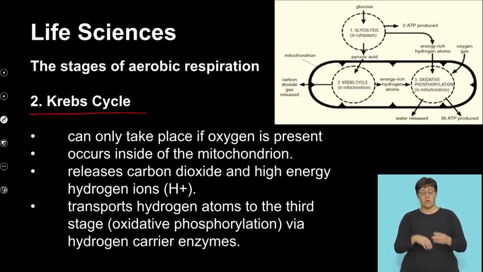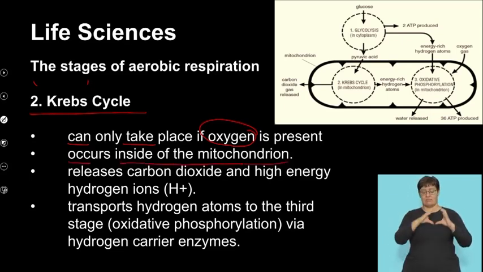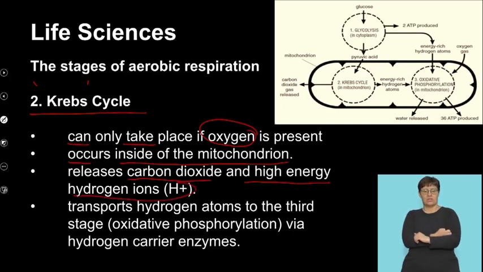The second stage is called the Krebs cycle. This can only take place if oxygen is present. So we know that oxygen is required for respiration. That oxygen is required in the second stage, which we refer to as the Krebs cycle. So now we see the importance of oxygen coming into play. This occurs inside the mitochondria. This process also releases carbon dioxide and high energy hydrogen atoms.